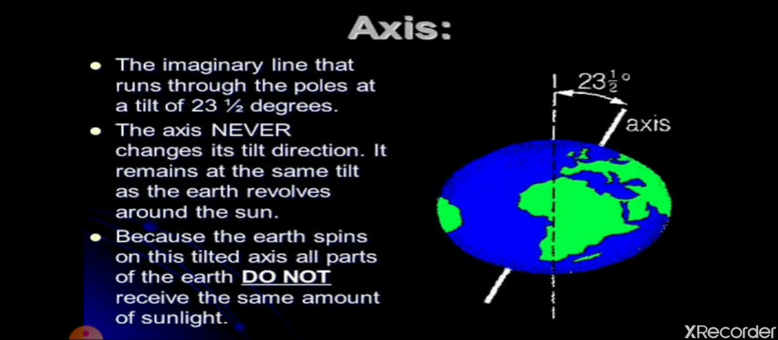This is an imaginary line, which means it does not really exist on our earth. It is created by us. It is the line along which the earth rotates, and it is tilted at an angle of 23.5 degrees.